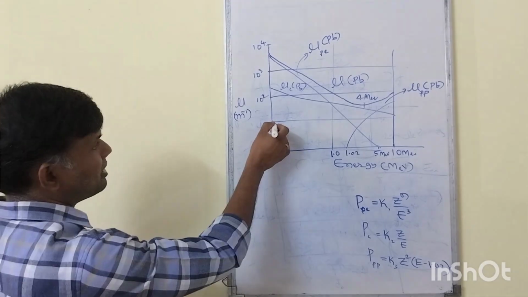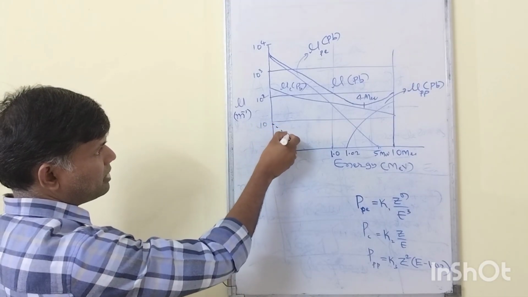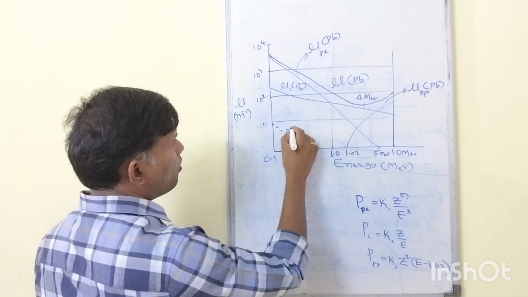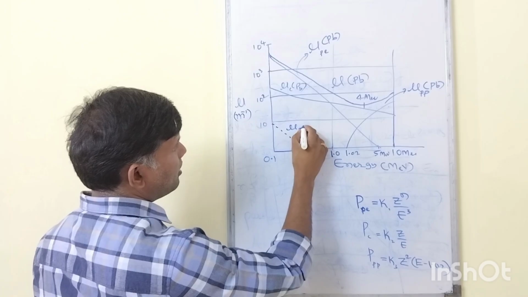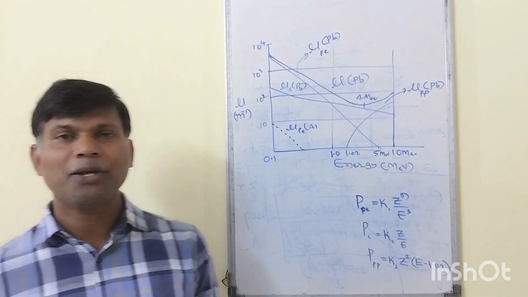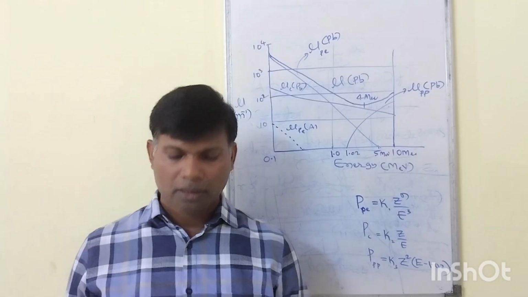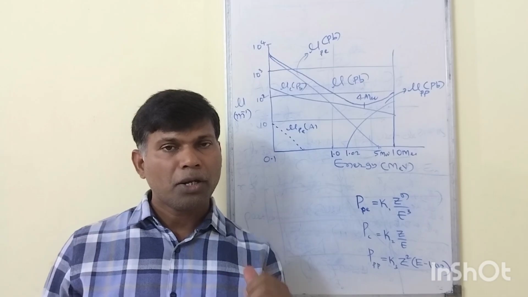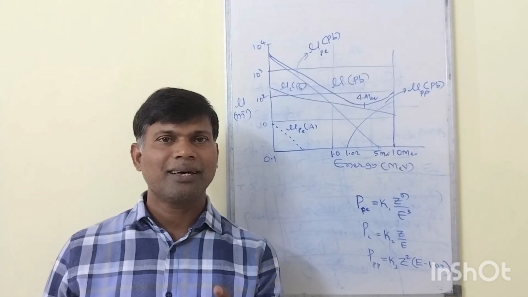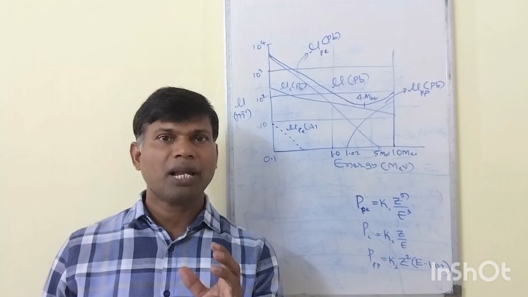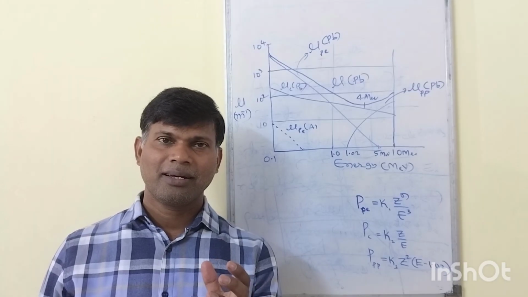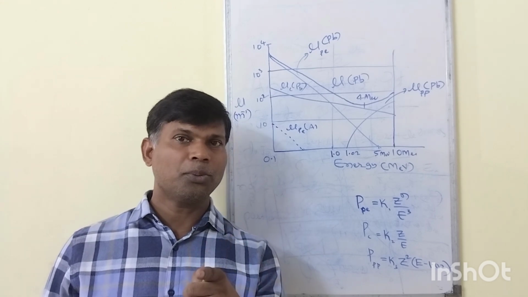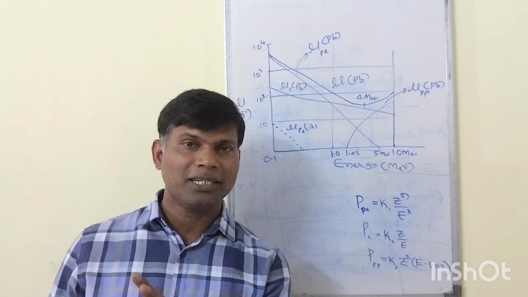Somewhere here it starts. It will end here. This is the photoelectric effect for aluminium. For aluminium, the probability is very less. The photoelectric effect is very less for aluminium compared to lead. The main reason is the binding energy of electron in the aluminium is less compared to the binding energy of electron in the lead.